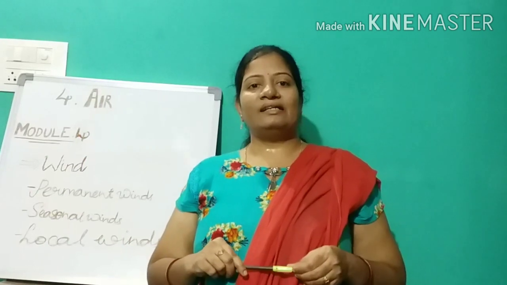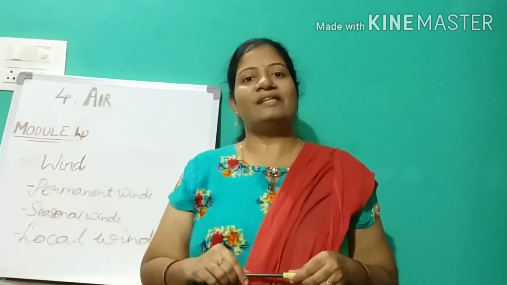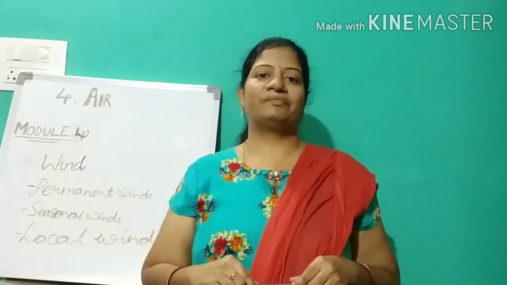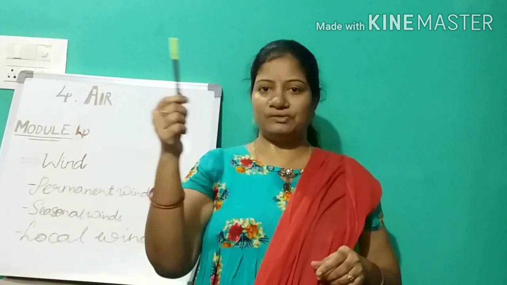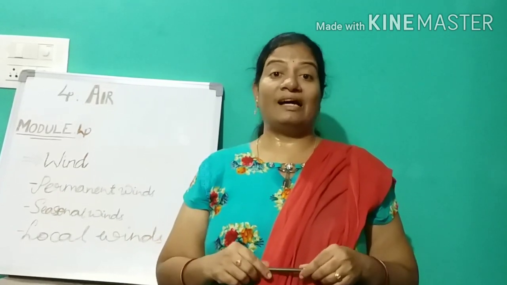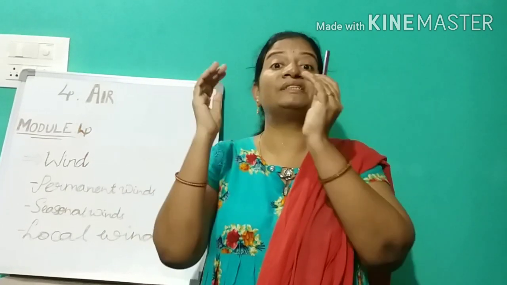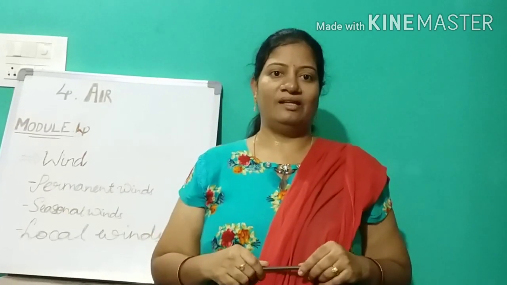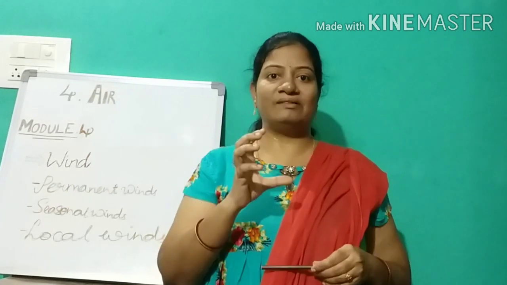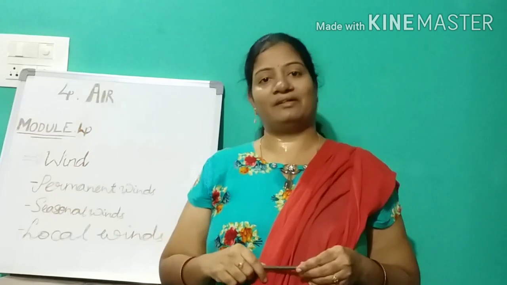Here, some strong winds cause disasters. They will cause trees to fall and thatched roofs to collapse. That means the winds are that strong. Based on that speed, based on that strength, all the damages will occur.